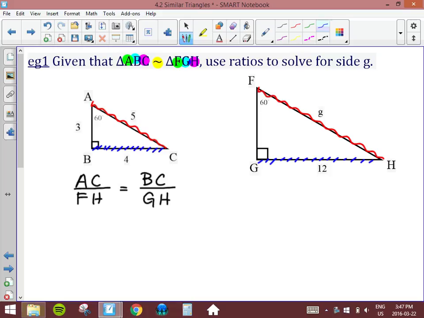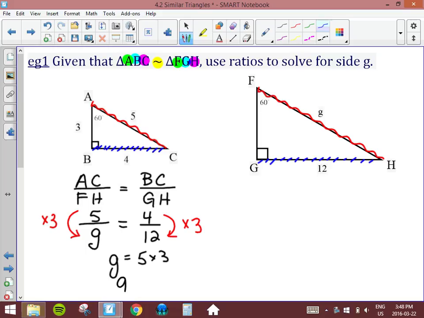And now I can fill in what I know. I know that side AC is 5, and FH is my little g. And then the other ratio is 4 to 12. Just like yesterday, we know that there are 3 standard ways that I can solve ratios. The easiest one is to look for a comparison between numbers, and I happen to see that here. I might not always see that, but going from 4 to 12, I see a multiplication relationship of times 3, and so I can use that same relationship in the same direction on the other side. So I know that g is equal to 5 times 3, or g is 15.